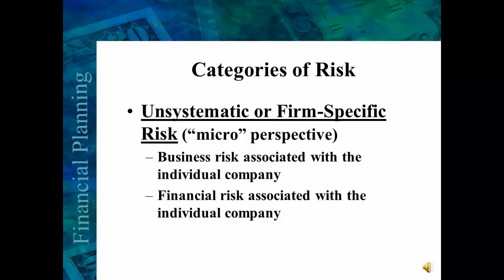Unsystematic or firm-specific risk include business risks associated with the individual company, for example, loss of market share, poor management decisions, profit margin erosion, etc. Financial risks associated with the individual company, for example, credit rating downgrades, default on fixed obligations, liquidity risk, etc.